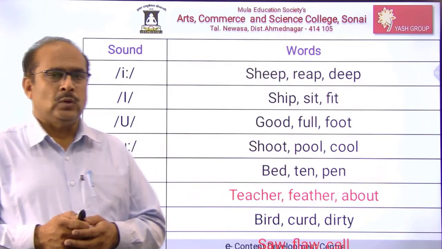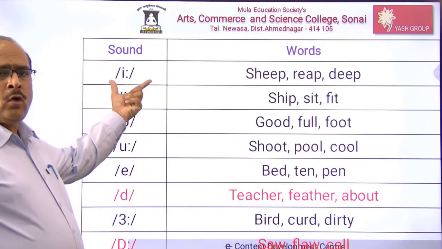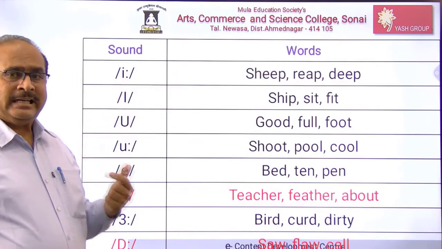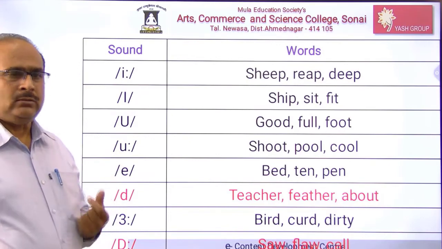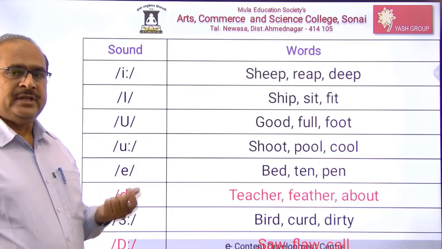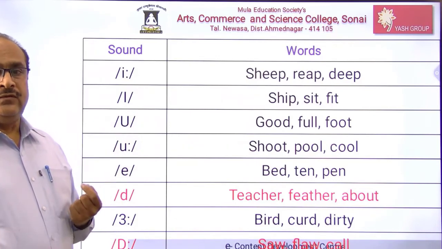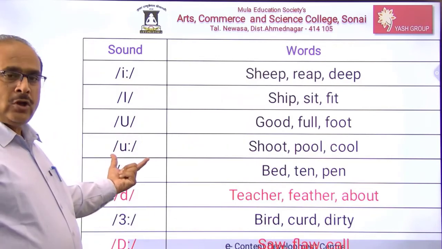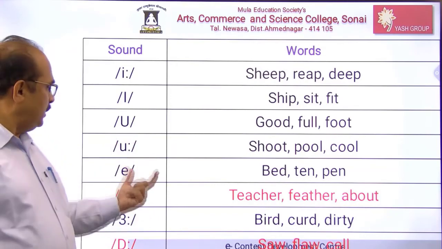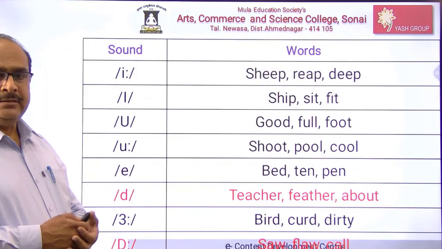Now these are the vowel sounds, as you notice, where you can find them. This is a long e sound, found in words like sheep, reap, deep, a rather long sound. This is a short i sound, noticed in words like sit, feet. This is a short u sound: good, full, foot. This is a long u: shoot, pool, cool. This is the sound a, as found in bait, tame, pain.